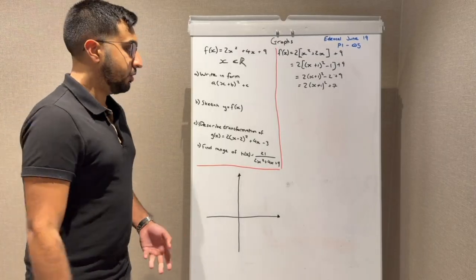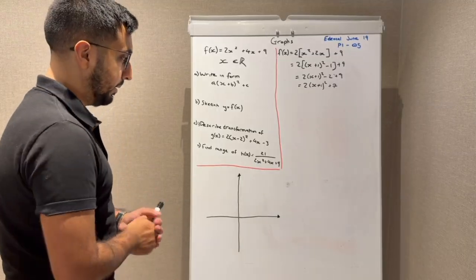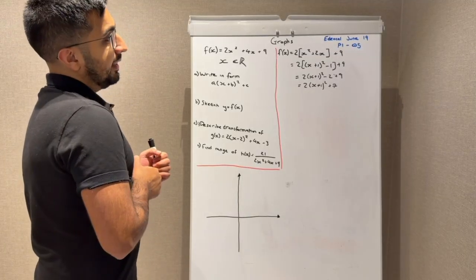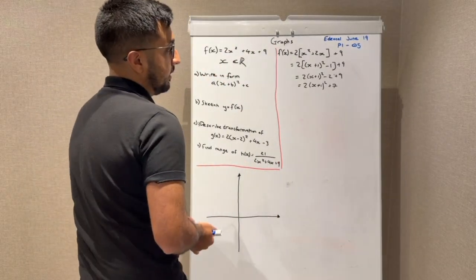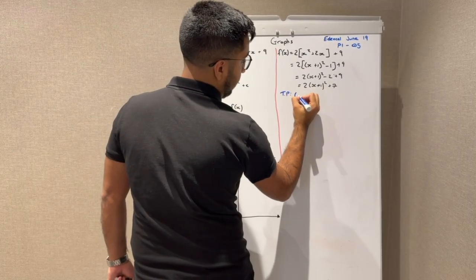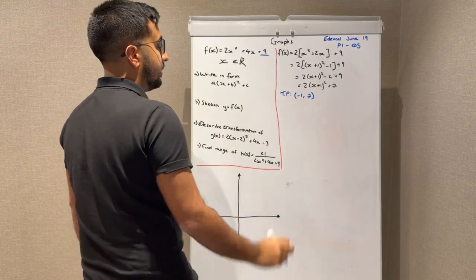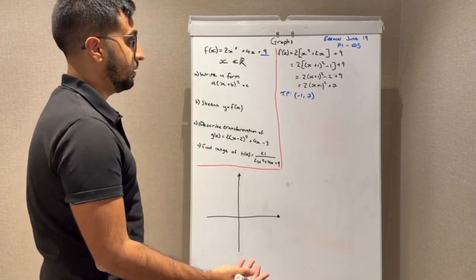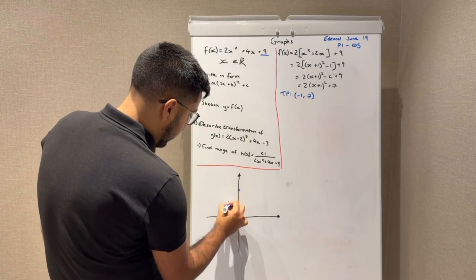The exact question does say labeled with intercepts, etc., though that should be a given by this point. We need the turning point. You should be able to recognize the turning point that you can get from here, which is (-1, 7). You should be able to recognize the y-intercept from there. The plus c value is (0, 9). So (0, 9) and (-1, 7).